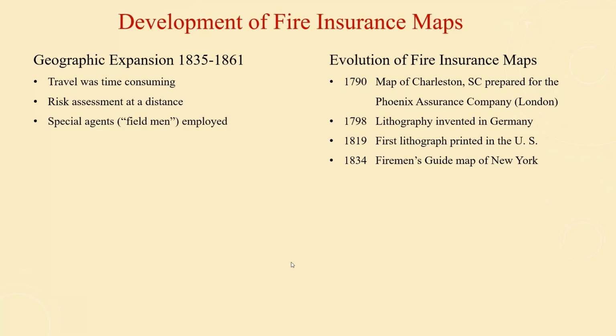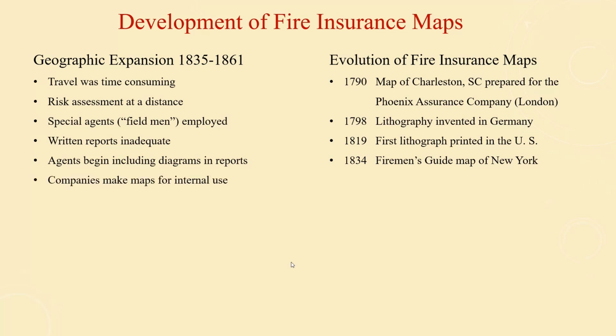But it was still the home office that decided whether they're going to insure a property, just like your insurance agent today doesn't decide that. He's just the go-between. So these agents were sending in reports, but written reports were not really all that adequate. So they may have started putting little diagrams in the reports, and insurance companies began making maps, employing people to draw maps for their internal use. And all that just kind of built up.